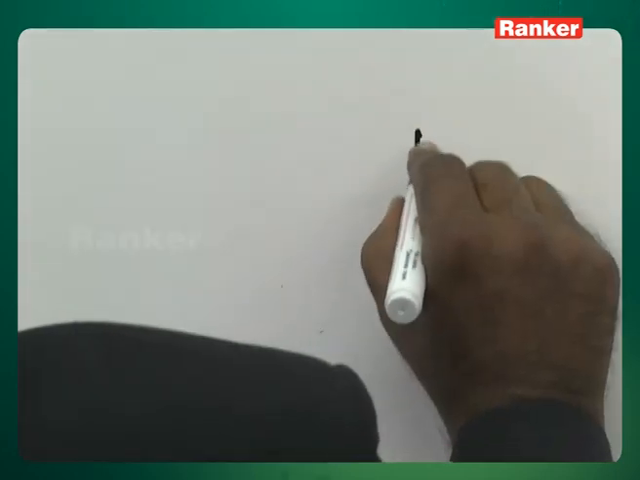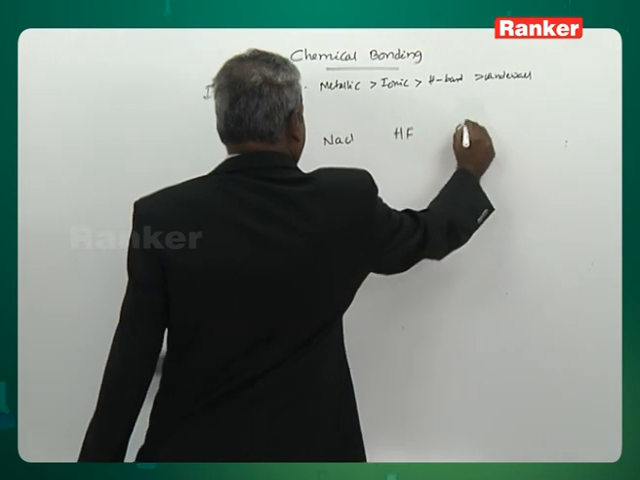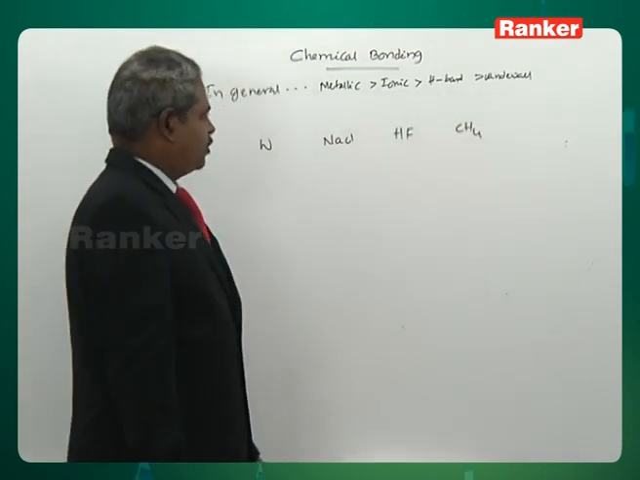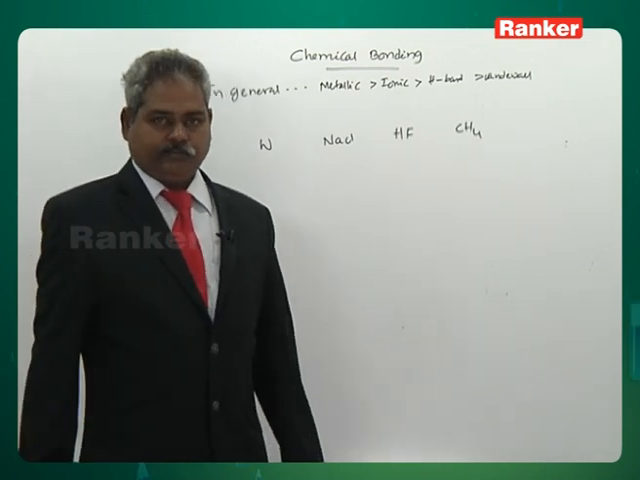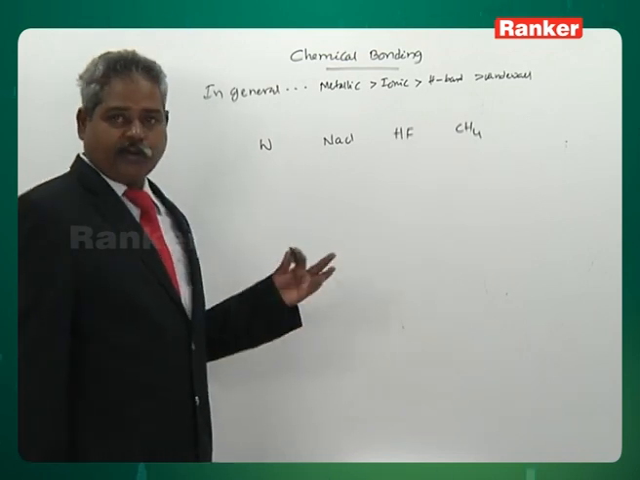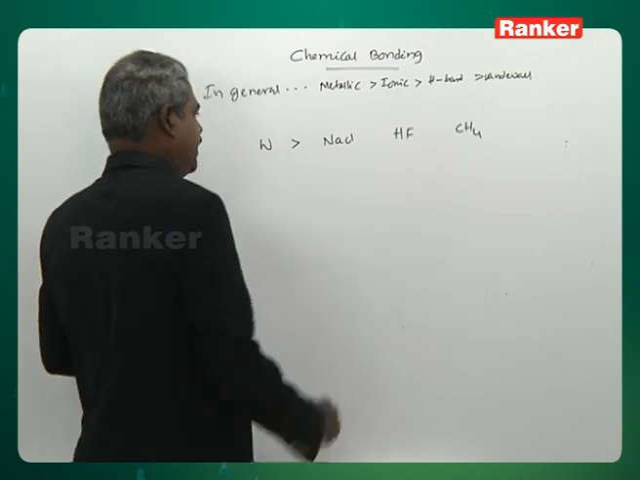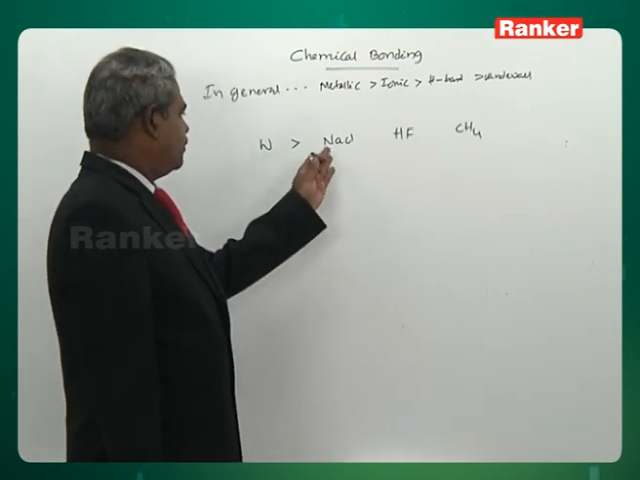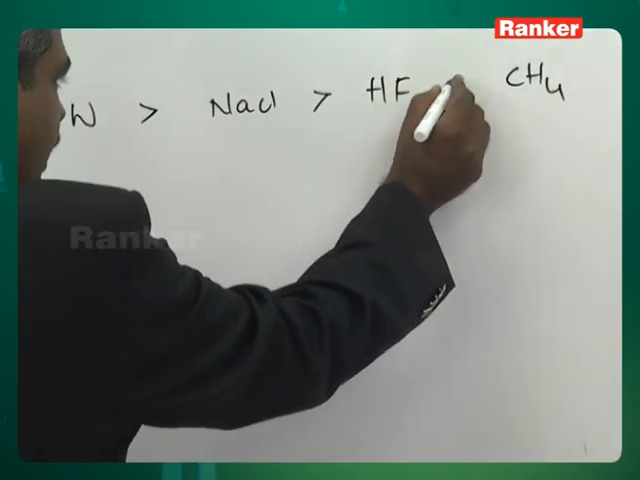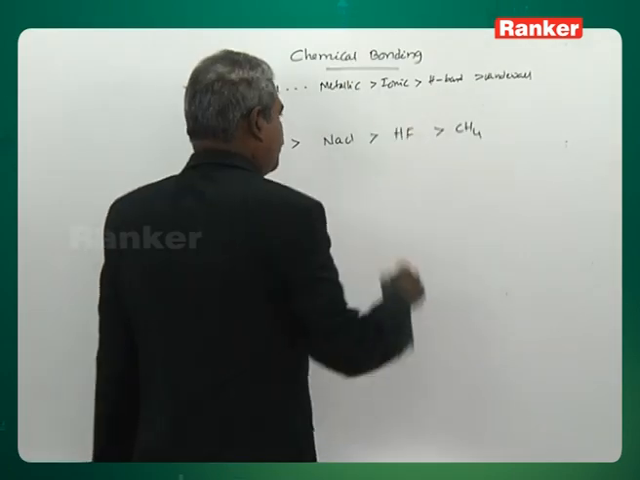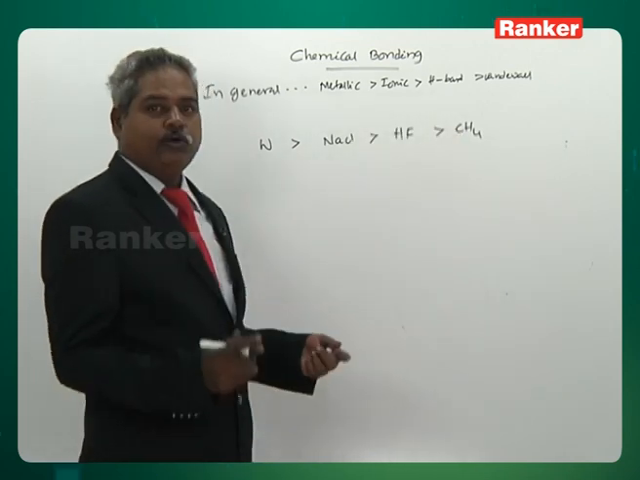Now, tungsten, NaCl, HF, methane. Which among the following is likely to have the highest boiling point? Tungsten is a metal. Therefore, in general, metals have high boiling points. NaCl is an ionic compound. Ionic compounds have high boiling points and melting points. Between HF and CH4, HF is higher because in HF you have hydrogen bond, highly polar attractions, but in methane you don't have anything.